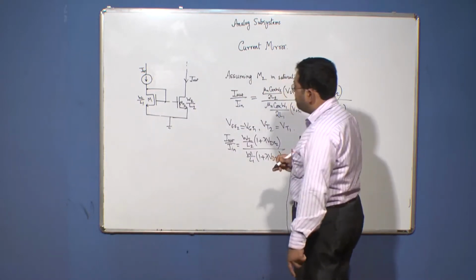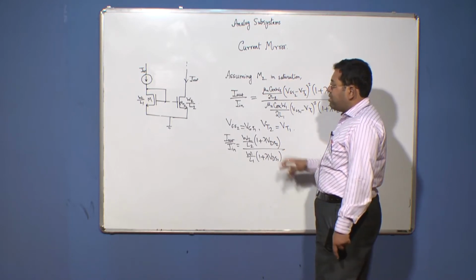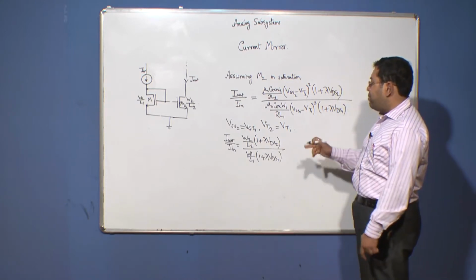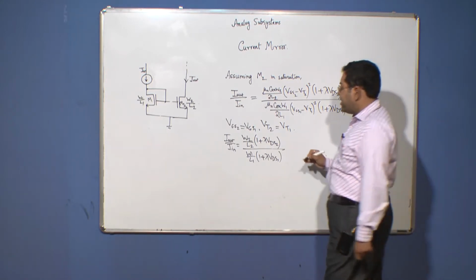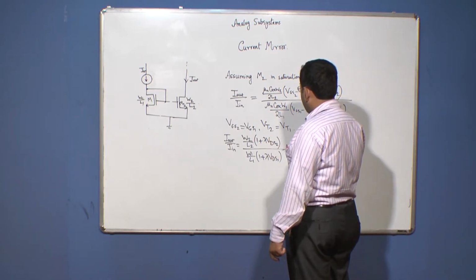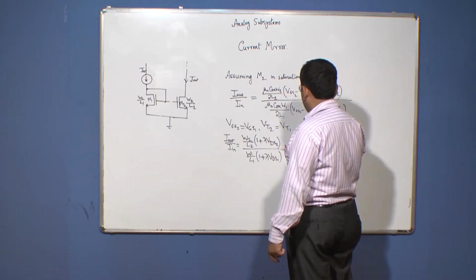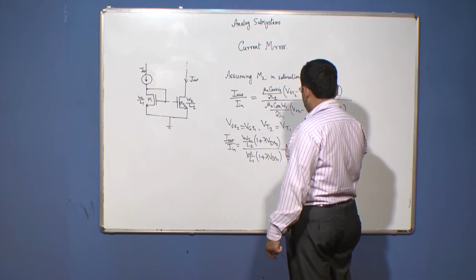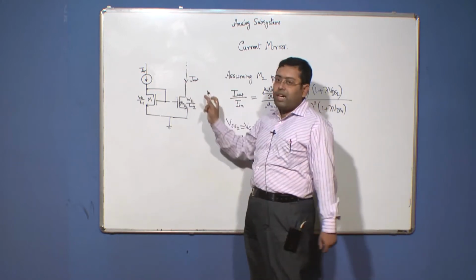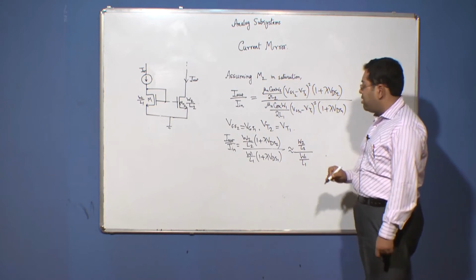Now if you ensure that VDS 2 equal to VDS 1, then the numerator 1 plus lambda VDS 2 and 1 plus lambda VDS 1, these two terms also cancel out. Otherwise since lambda is very small, you can ignore the effect of this term and you can make this approximately equal to W2 by L2 by W1 by L1. So the ratio of the currents in the two arms of the current mirror are same as the ratio of their aspect ratios.